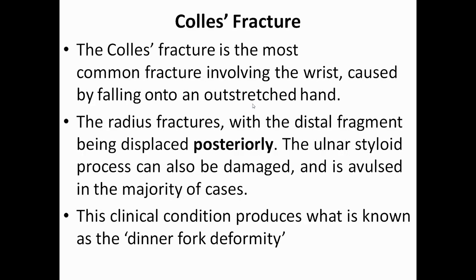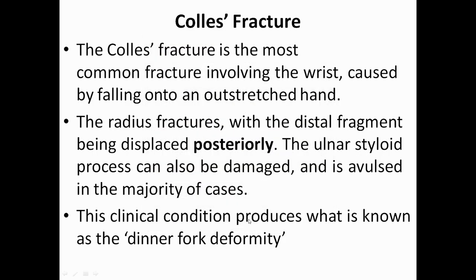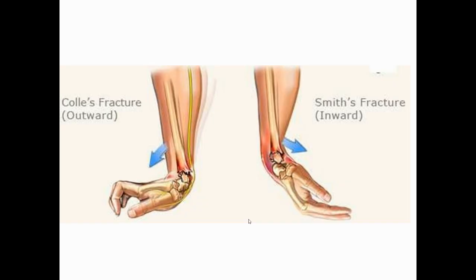Colles fracture is the most common fracture involving the wrist, caused by falling on an outstretched hand. The radius fractures with the distal fragment being displaced posteriorly. An ulnar styloid process can also be damaged and avulsed in the majority of cases. So this is the Colles fracture, with an outstretched position, and Smith fracture is the inward one.